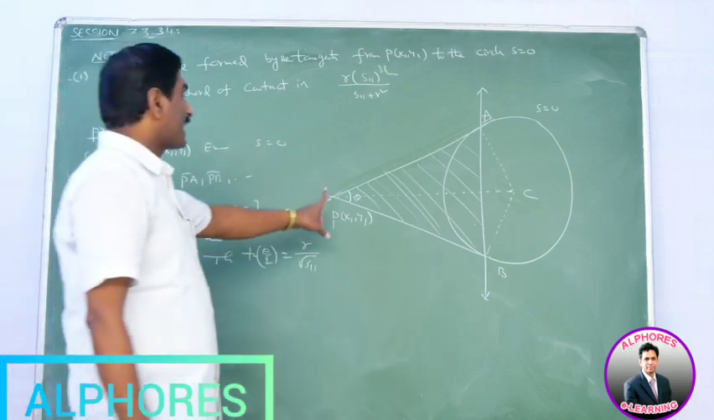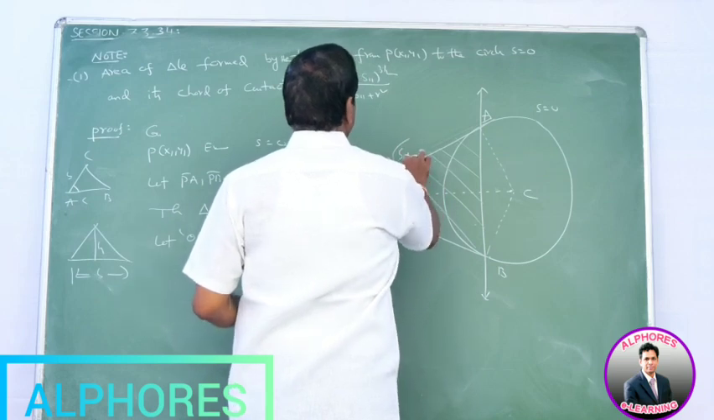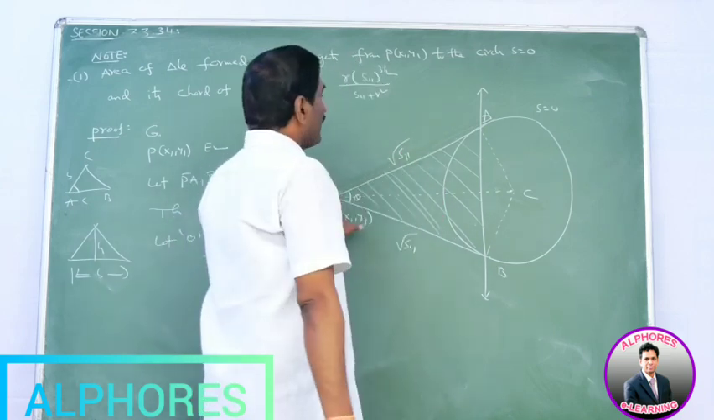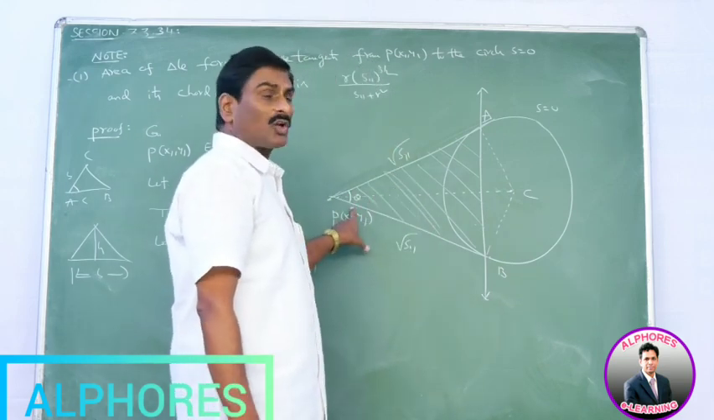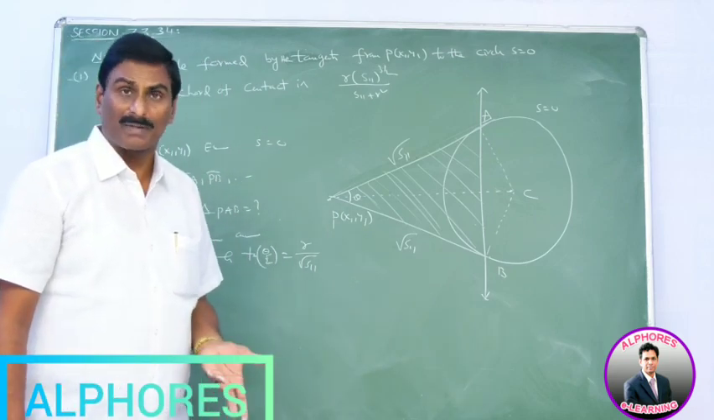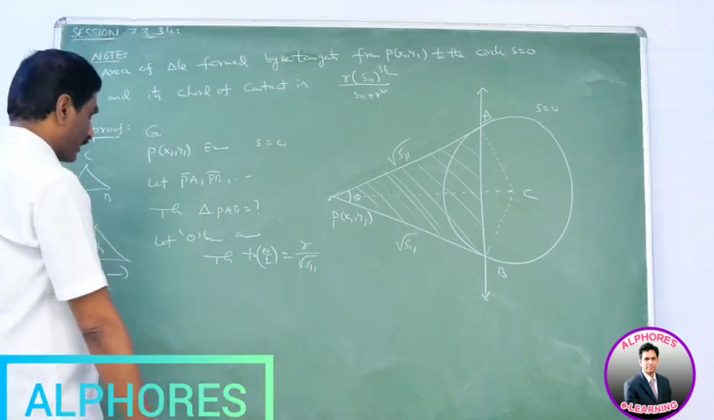Here, PA is nothing but the length of the tangent, which is root S11. And PB is also the length of the tangent. PA and PB are known values, and the angle between these two is theta. So area of the triangle is (1/2) AB sin C. By using that formula, we find this area from triangle PAB.